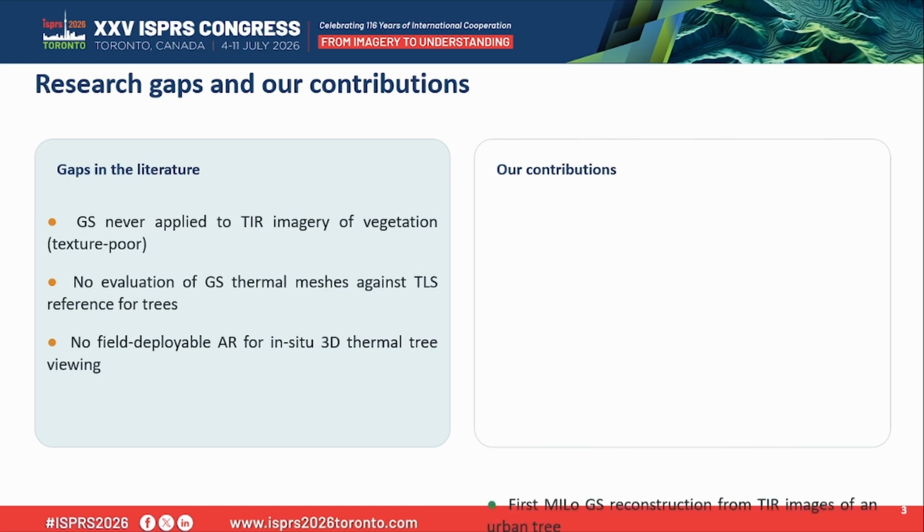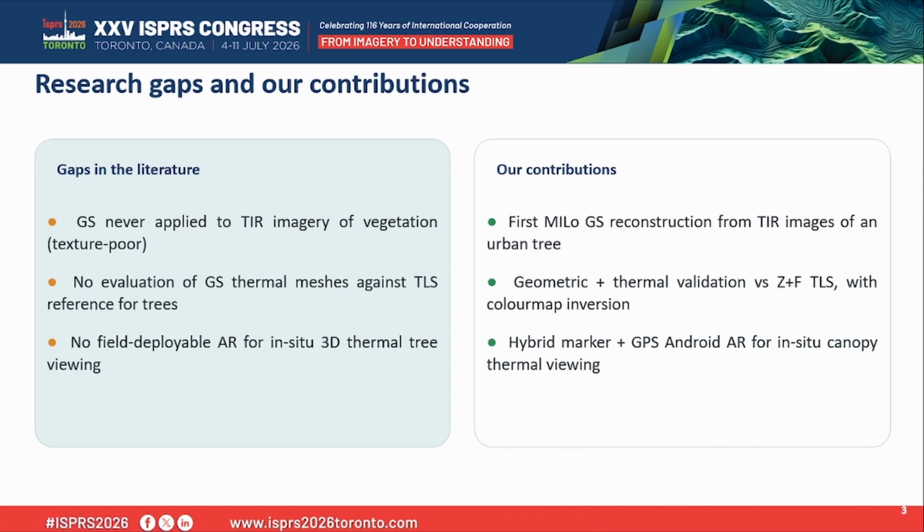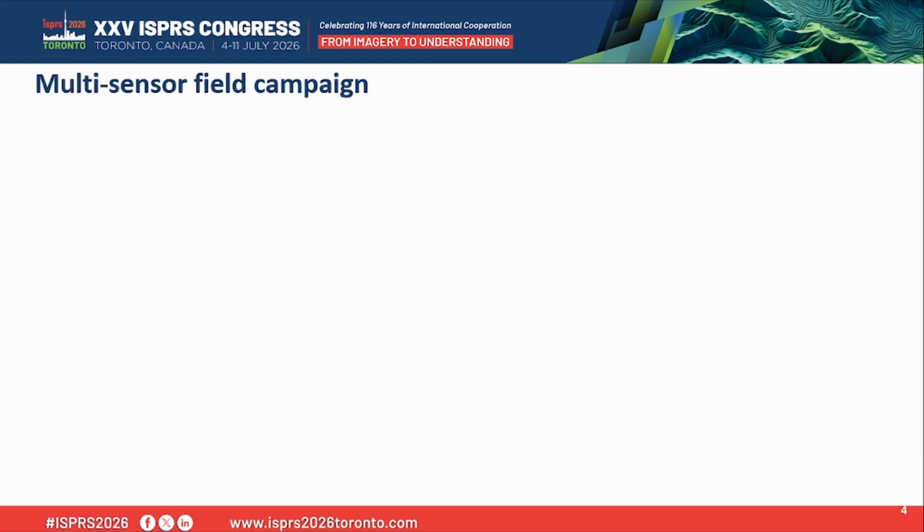So our contribution is, first, to train and test MILo Gaussian splatting reconstruction from thermal images of an urban tree. Second, a geometric validation plus thermal validation against Z+F TLS with color mapping version. And third, a hybrid markers plus GPS Android augmented reality for in-situ canopy thermal viewing.